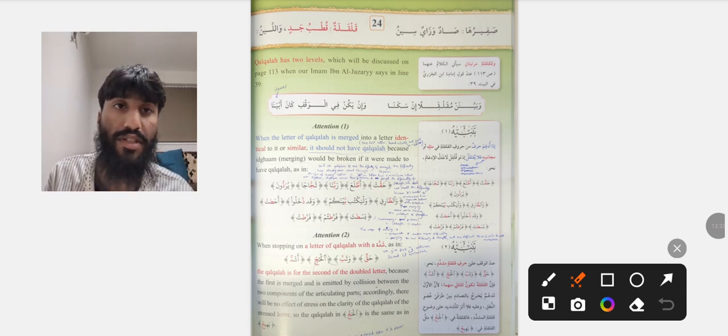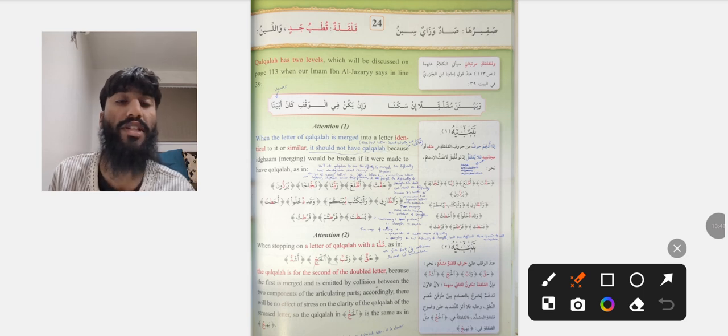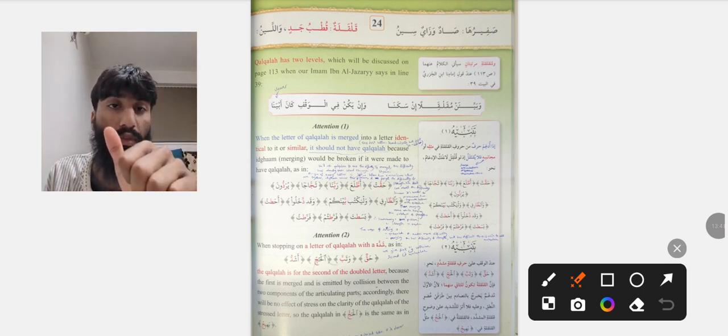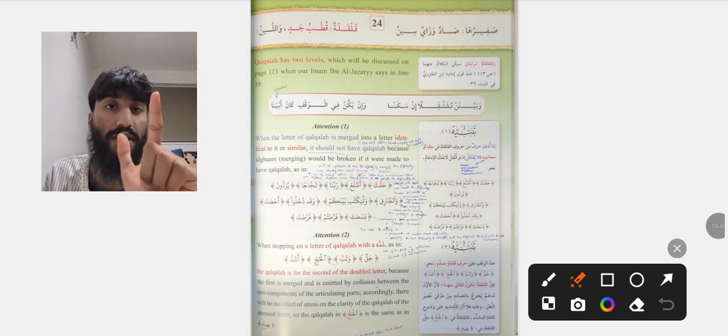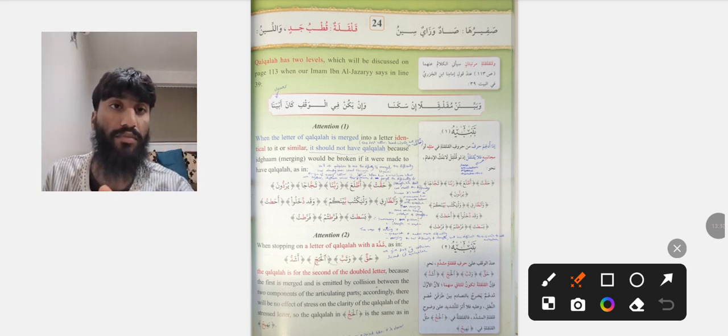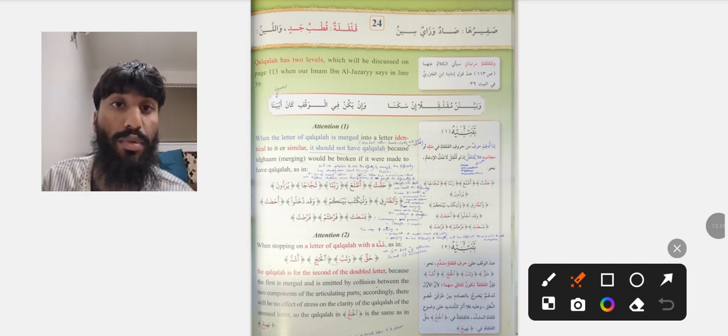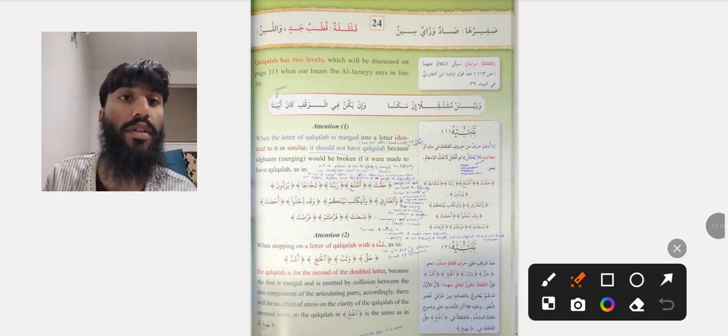So that is the difference, and that is how there are two levels of qalqala, okay? The first level is what? Inside a word, or between the letters. And the second level is at the end of a word, at the end of a sentence, when you stop, okay, in a waqf, in a stopping, okay?